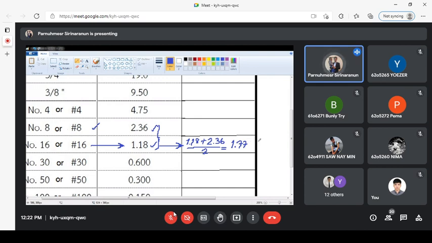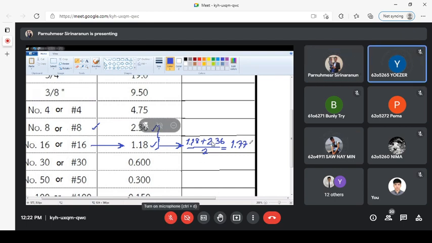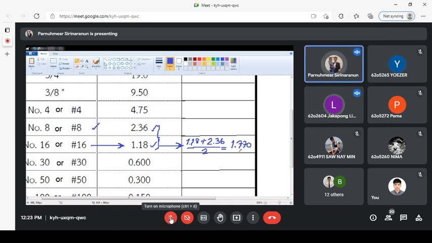1.77. Don't forget that in this class, I told you to use significant figures for calculation. How many significant figures do we use for this class? 4. Yes, 4. Then we should write 1.770. But this number begins with number 1 or number 2 or number 9? Number 1. So it should use more significant figures than the other numbers. That's why I told you last time. Clear?